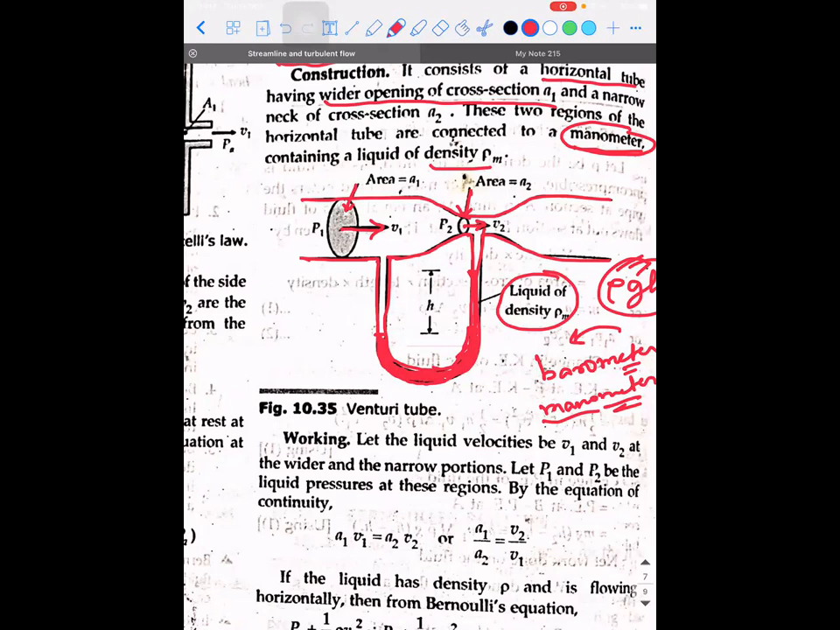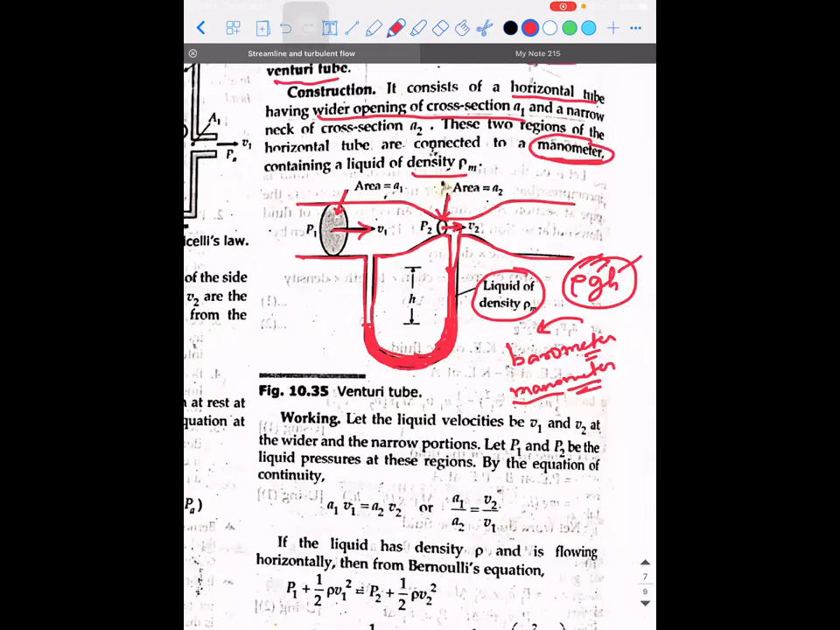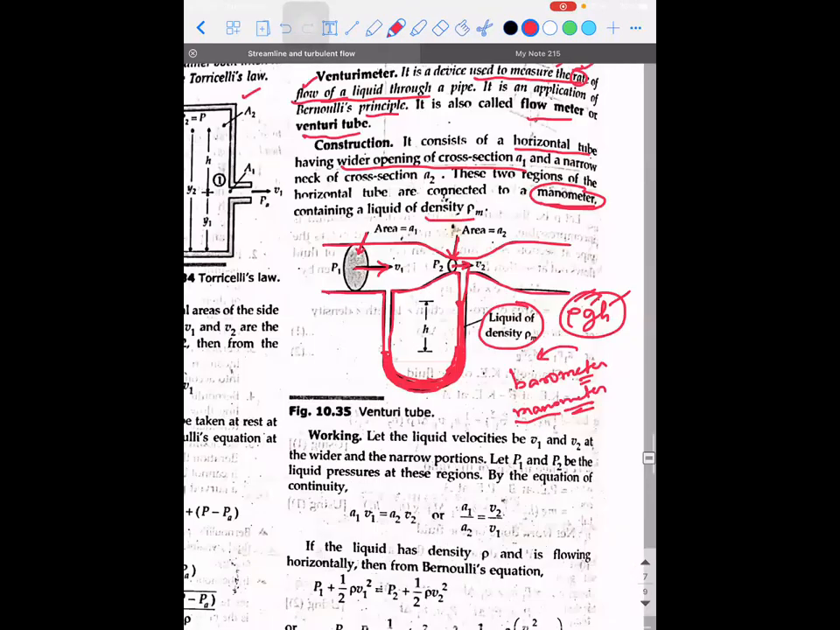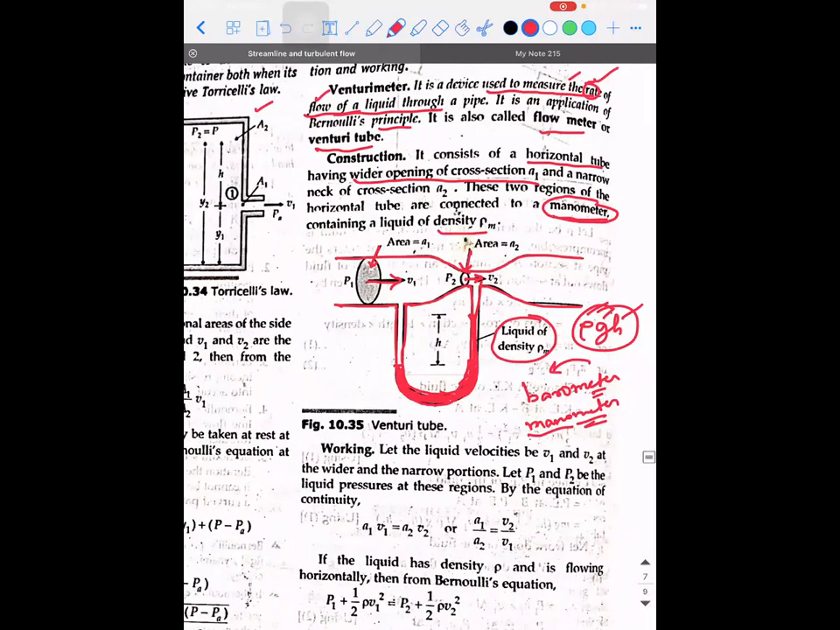Done, sir. Yeah. So in whichever derivation you see an ideal liquid and the liquid is flowing, the first step that you can do is you can always apply the equation of continuity. So what does the equation of continuity state? The product of area of cross section and the corresponding velocity is always a constant. So A1 into V1 is equal to A2 into V2. I hope there is no doubt in this.